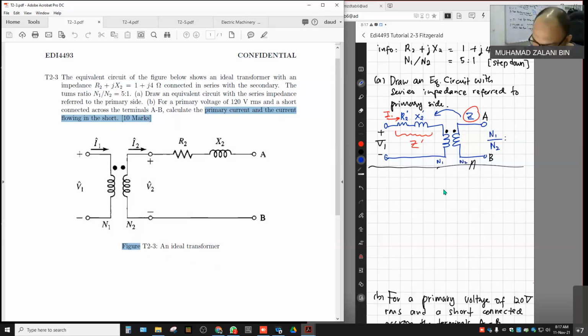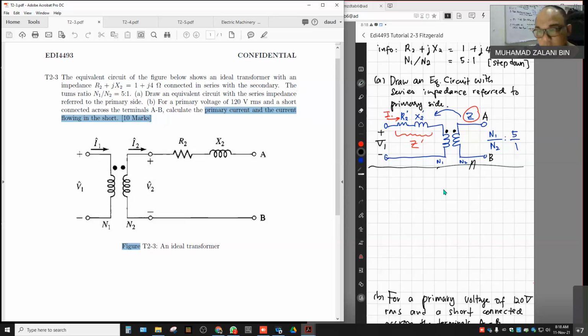So given that N1 divided by N2 is 5 divided by 1, this is a step down transformer. The number of turns at the primary is greater than the number of turns at the secondary.